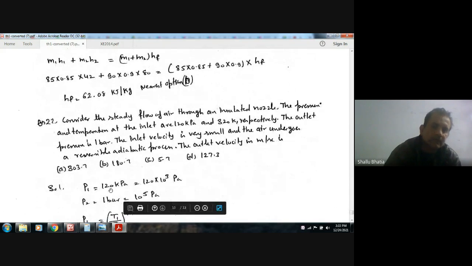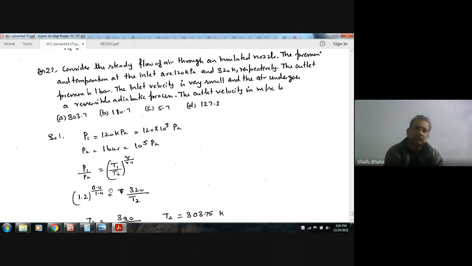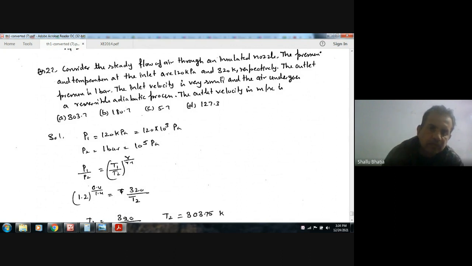Okay, next, consider the flow of air through an insulated nozzle. The pressure and temperature at the inlet are 120 kPa and 320 Kelvin respectively. The outlet pressure is 1 bar, the inlet velocity is very small, and the air undergoes an irreversible adiabatic expansion process. Find the outlet velocity in meters per second. So here the inlet pressure is 120 kPa and the temperature is 320 Kelvin.